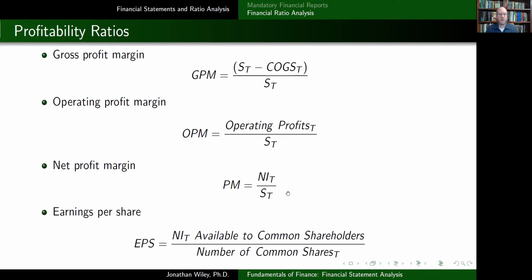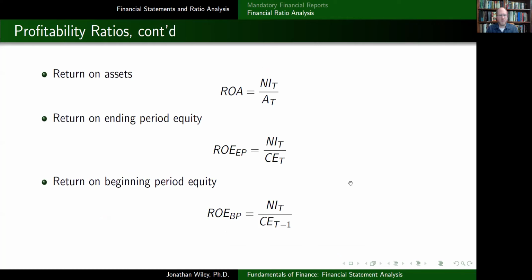And that's actually going to lead to a ratio I'll talk about in a subsequent video, which is the PE ratio. But I'll come back to that in a little bit in a subsequent video. All right, so let's talk about some other profitability ratios.